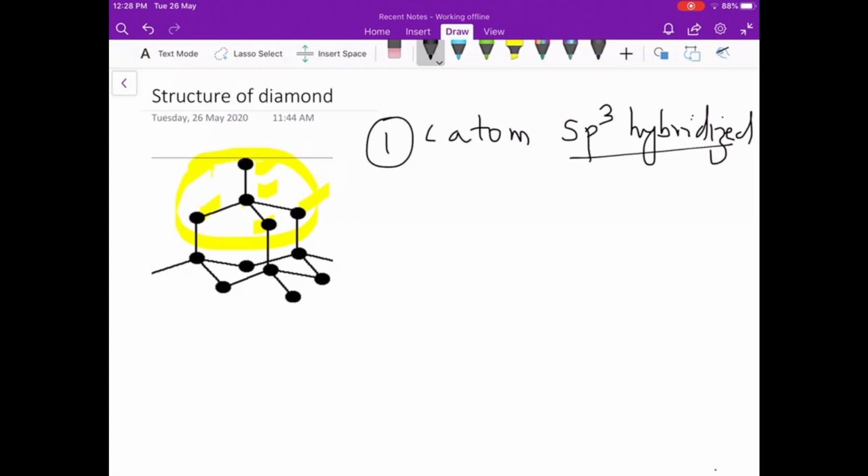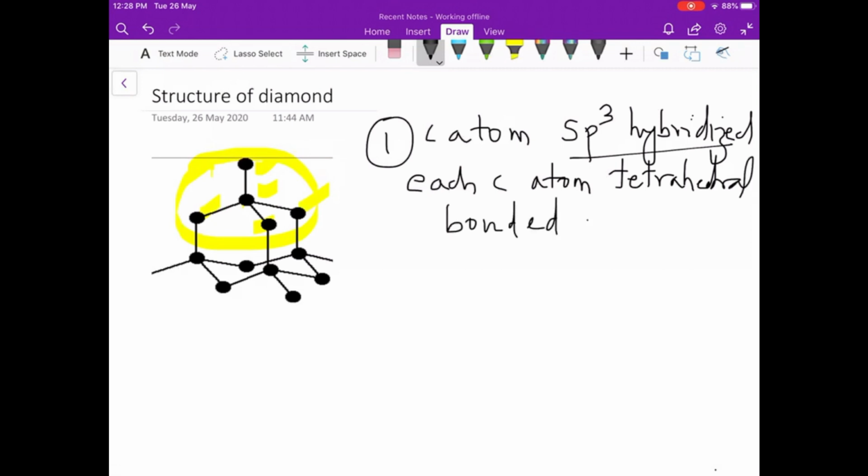Now you already know what hybridization is. In class 11 you have learned about what hybridization is and what kinds of hybridization there are. Now, as it is sp3 hybridized, each carbon atom is tetrahedrally bonded. Okay, this is what you have to know as the first point. So sp3 hybridized, and each carbon atom is tetrahedrally bonded.